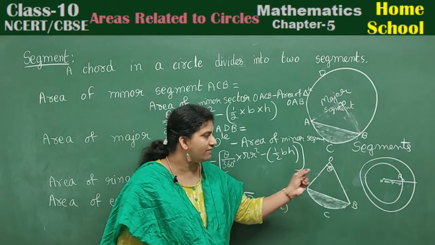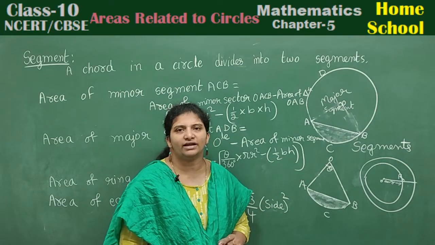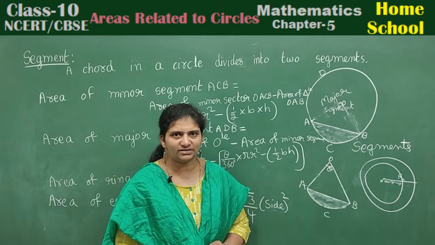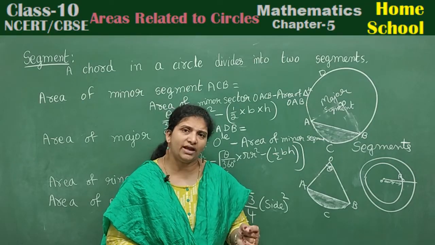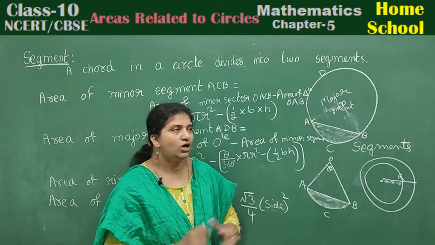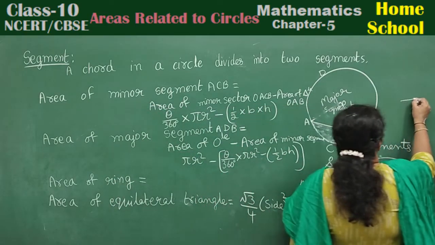Two circles having the same center, we call them concentric circles. Then what are congruent circles? Same radii but different circles. Okay, let me draw congruent circles also.